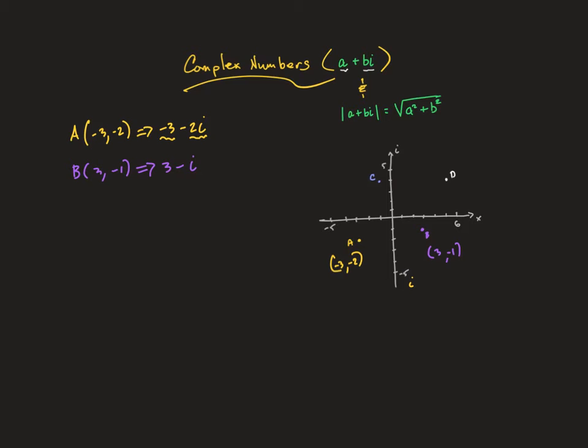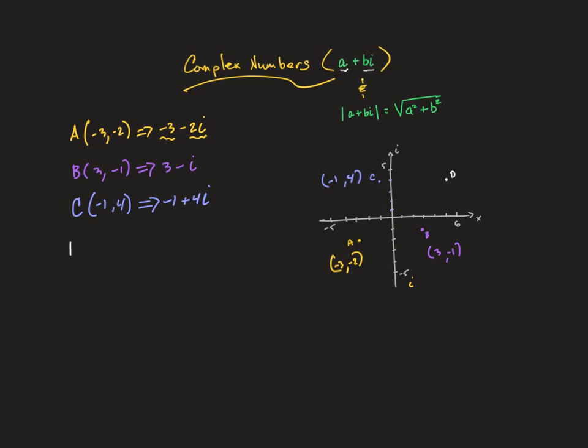Come here to C. C is going to be (-1, 4). So when I convert that into a complex number, negative 1, 4 is going to be negative 1 plus 4i. Again, I'm just writing it into the complex form.